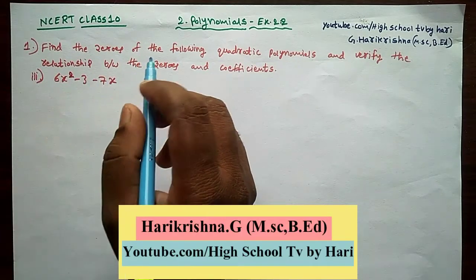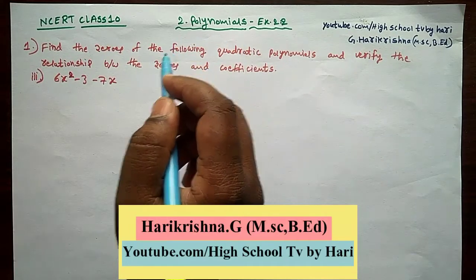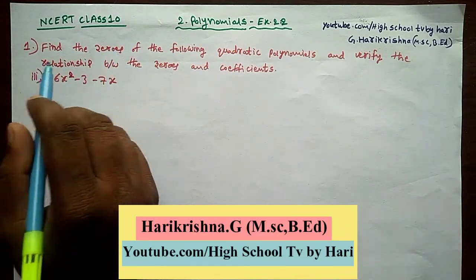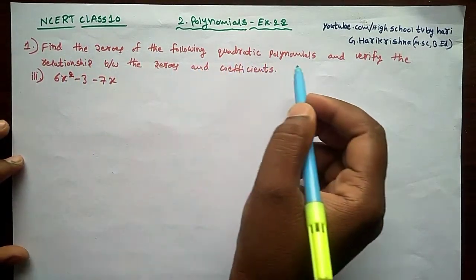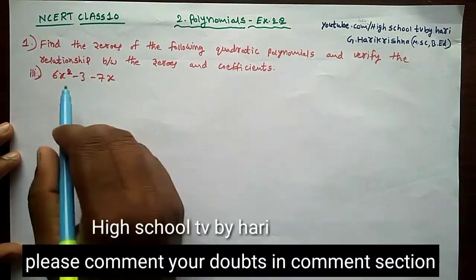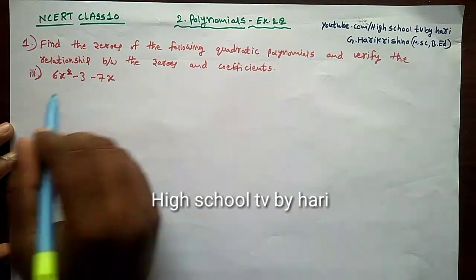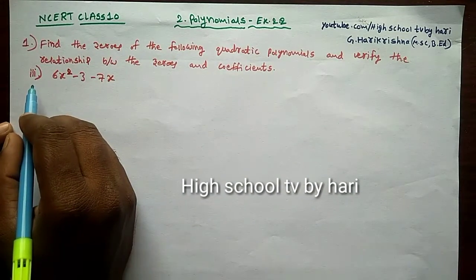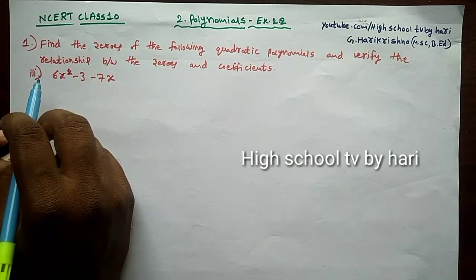Today's topic is the second chapter, Polynomials, Exercise 2.2. It is the class 10 NCERT syllabus. The first question is to find the zeros of the following quadratic polynomials and verify the relationship between the zeros and coefficients. The solutions to the first and second questions are given in the description as links.